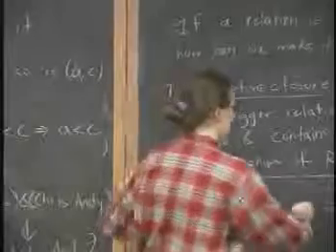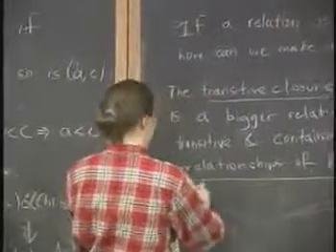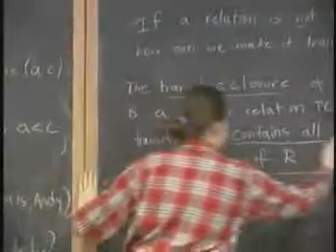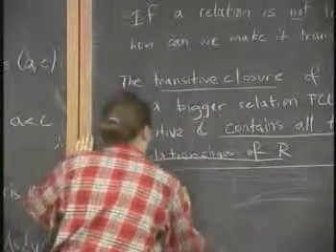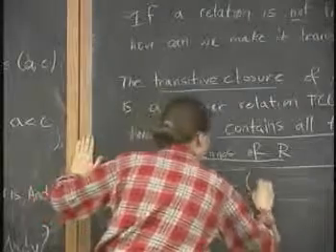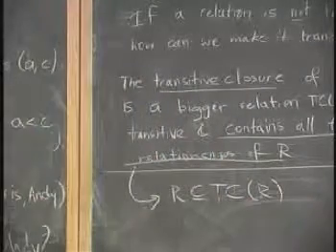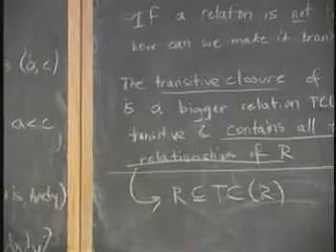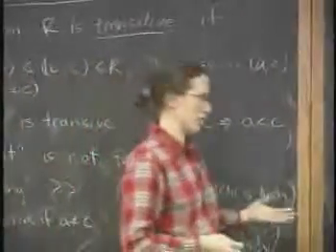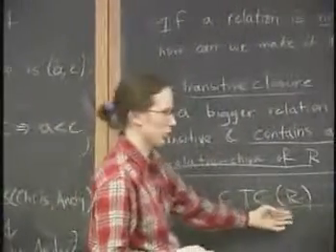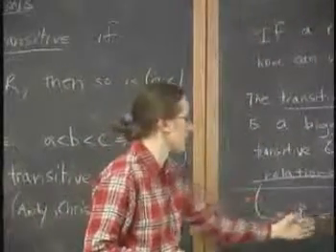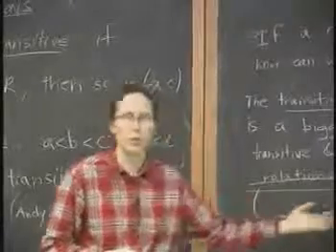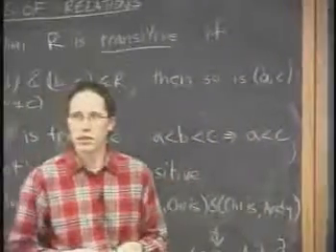So what do I mean by this bit here? Well, I really just want to say R is contained in TC of R. And since these are subsets, that makes sense. What that means is that if I have this new relation, everything that was related in the old relation is still related in the new relation.